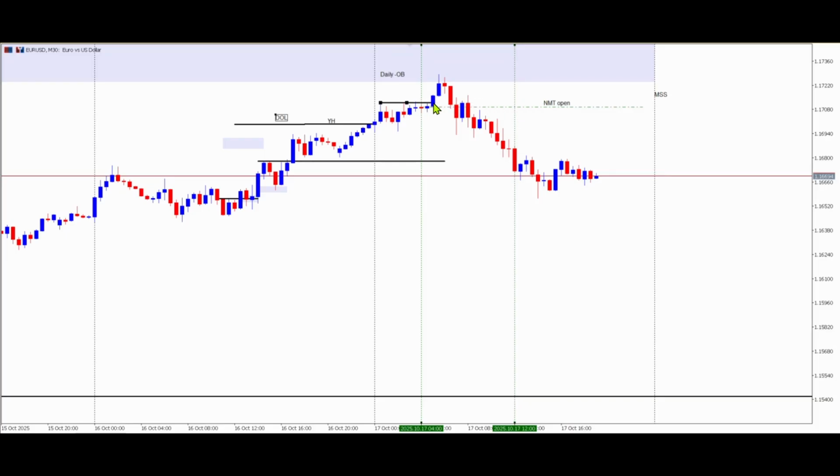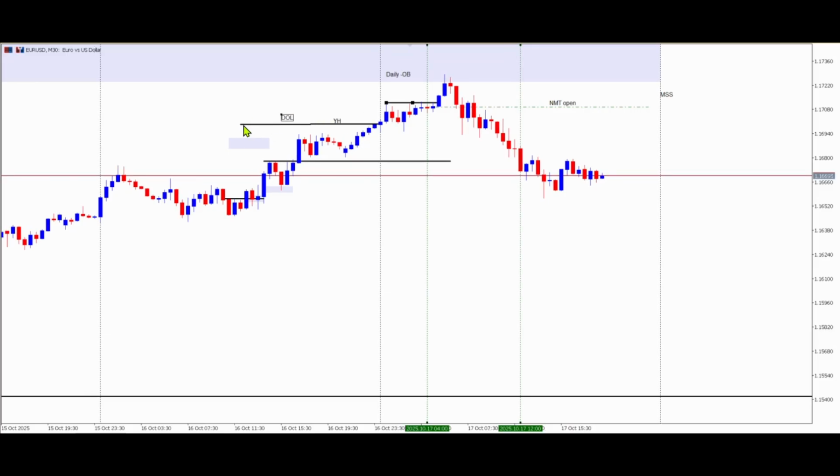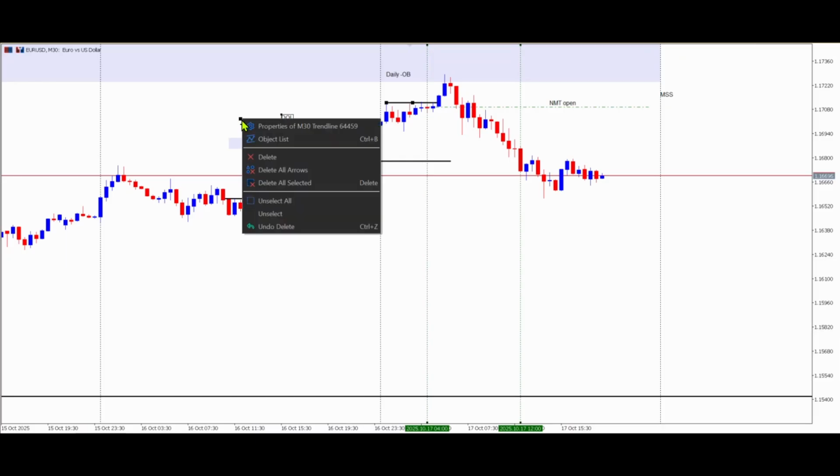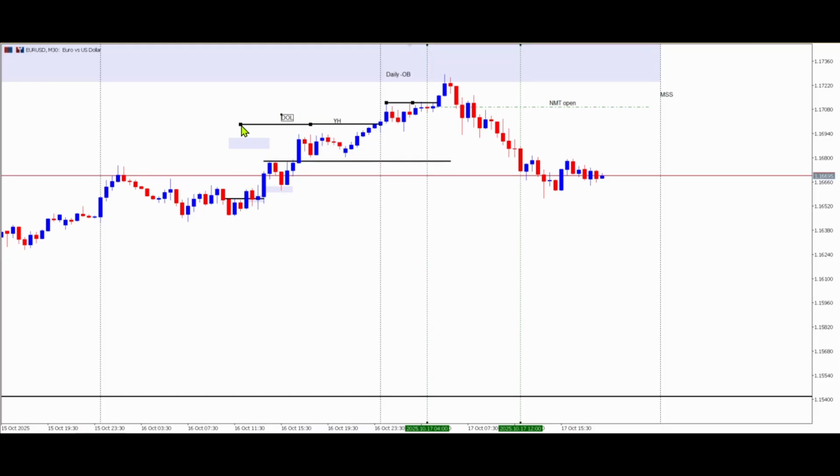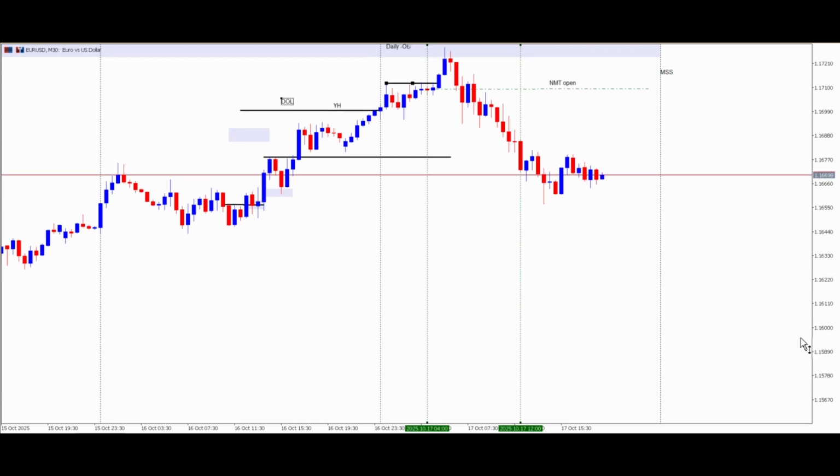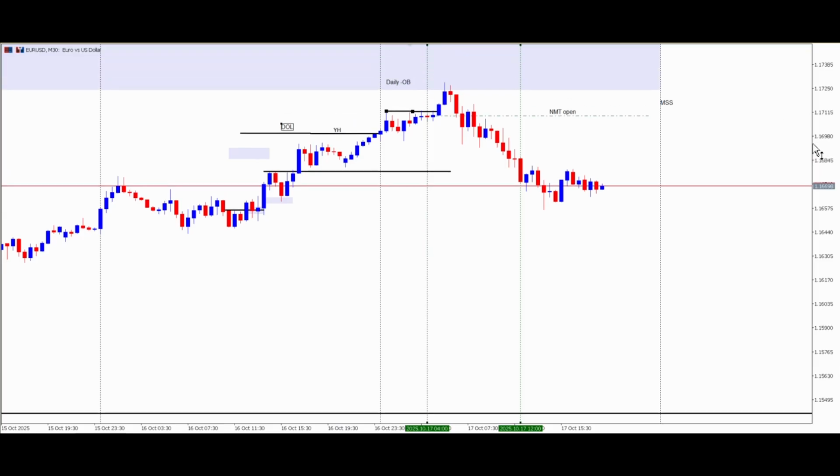Liquidity grab, and we are also above yesterday's high. So we have lots of liquidity, lots of buy side liquidity that have been used by smart money to take price down. Okay, those willing buyers up here have been manipulated.